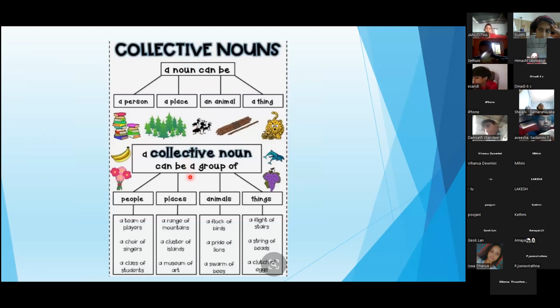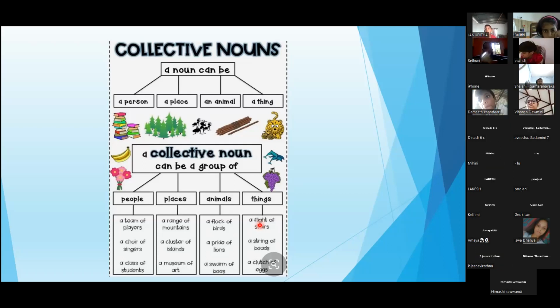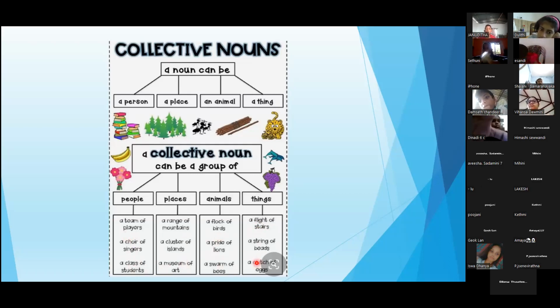A collective noun is when they are in a group. Like, for example, people, they are in a group. And places, when we put a couple of places together, all right? Animals, when they are in a group, or things, when they are in a group. It's a special word that we can use to identify a group of things or people or places. Right? And that's what we are going to learn today. Some examples are here, but we're going to look at it more soon. Okay?